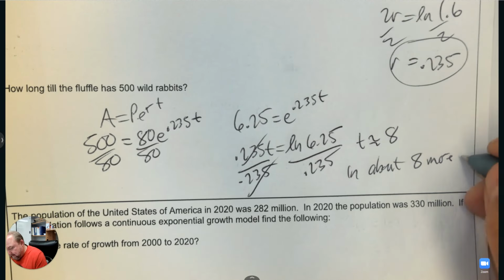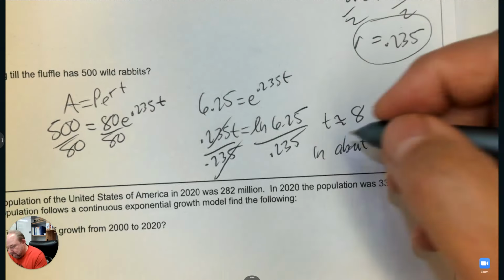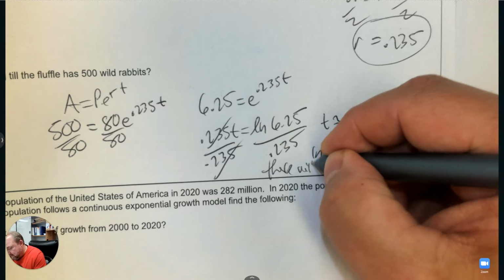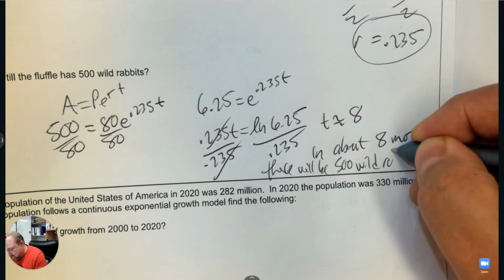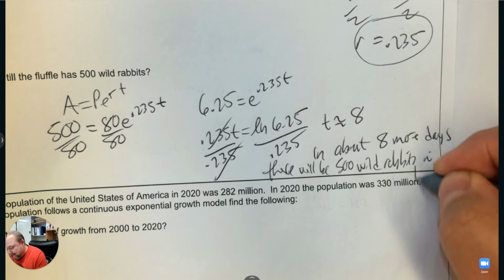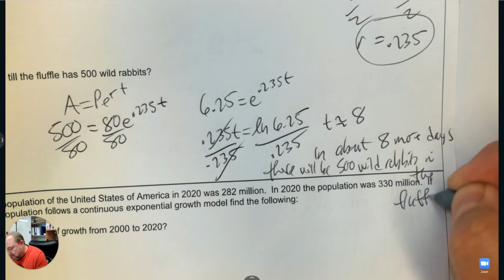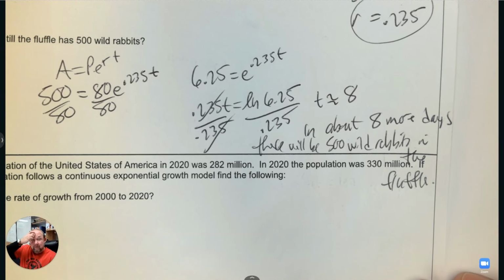Right, we're in days yet. In about 8 more days, there will be 500 wild rabbits in the fluffle. Okay, I get my word in there. Fluffle. Beautiful.